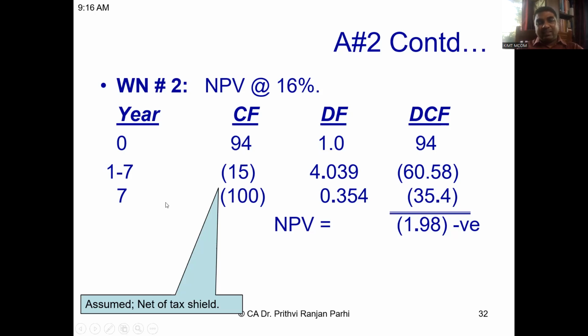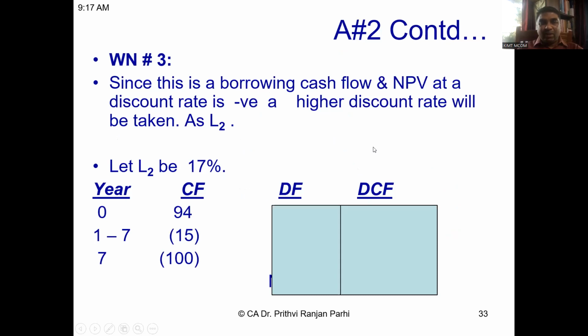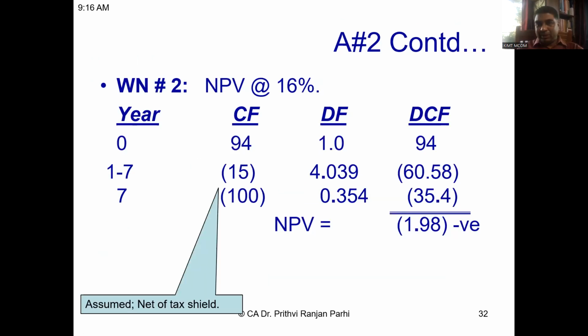Then after that, finally, 100 rupees will be paid at year 7. It's a single cash flow. For this single cash flow at 7 years at 16%, what is the rate? We'll find it out. So we need to refer now to the tables at 16%.